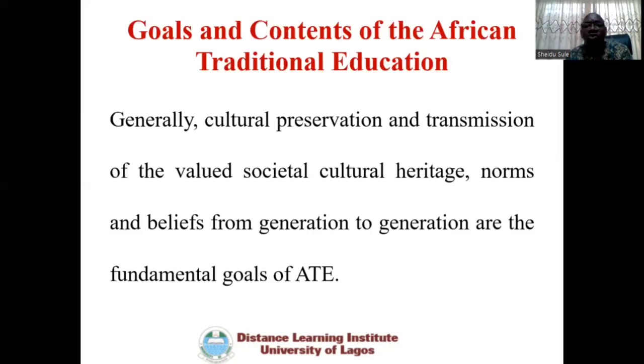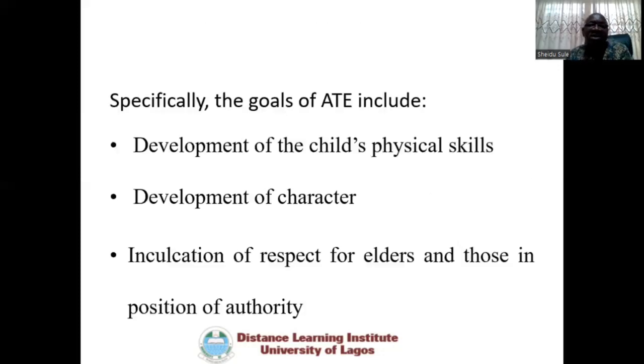What are the goals of the African traditional education? Generally, cultural preservation and transmission of the valued or cherished societal cultural heritage, norms, and beliefs from generation to generation are the fundamental goals of ATE.